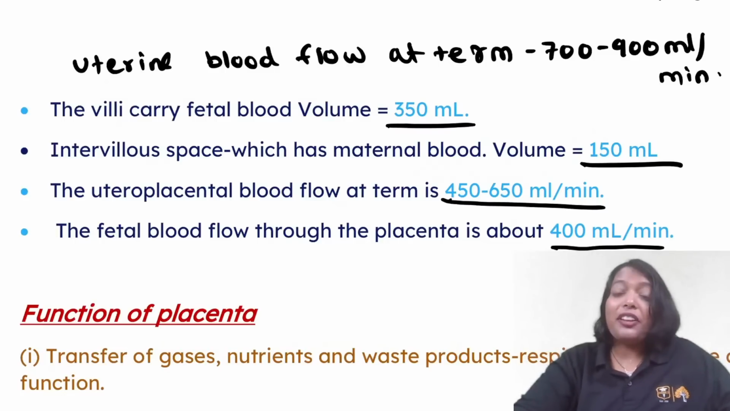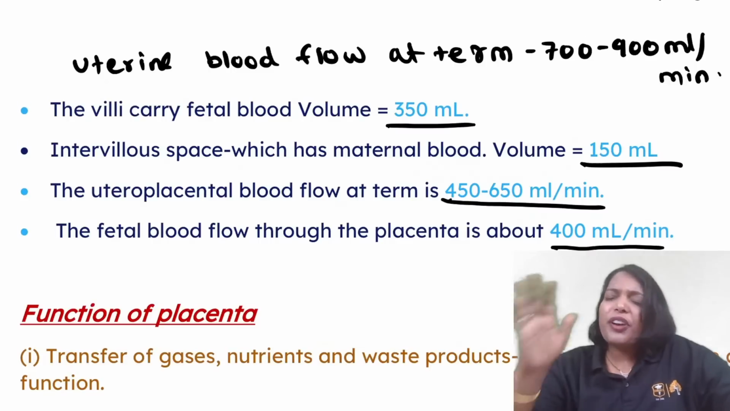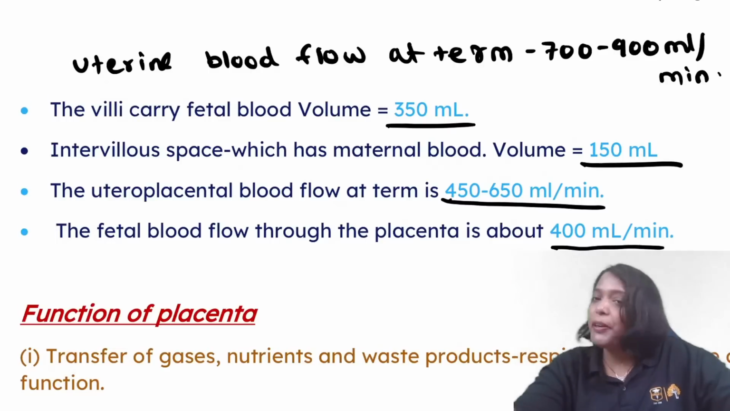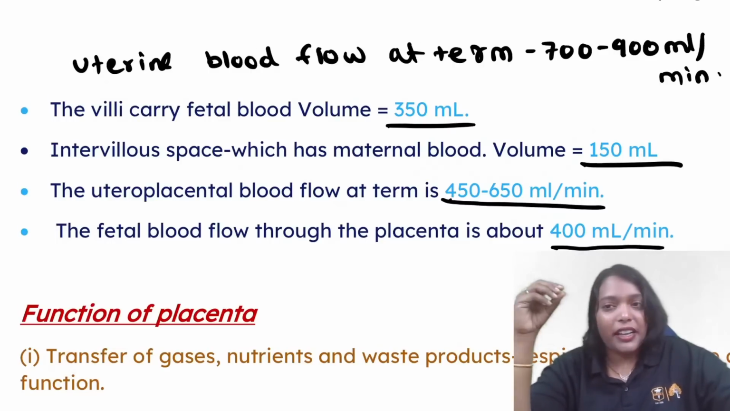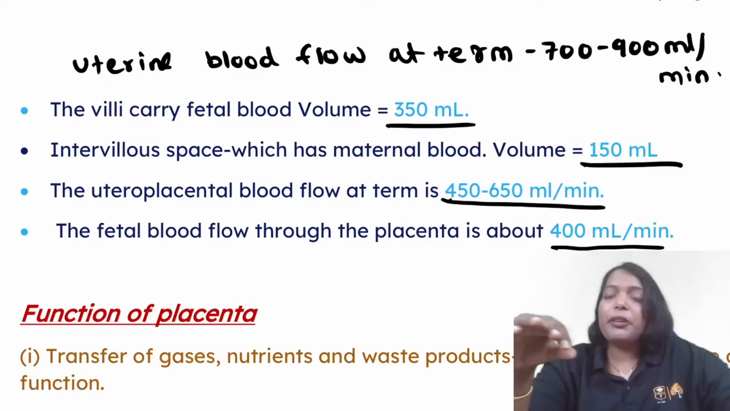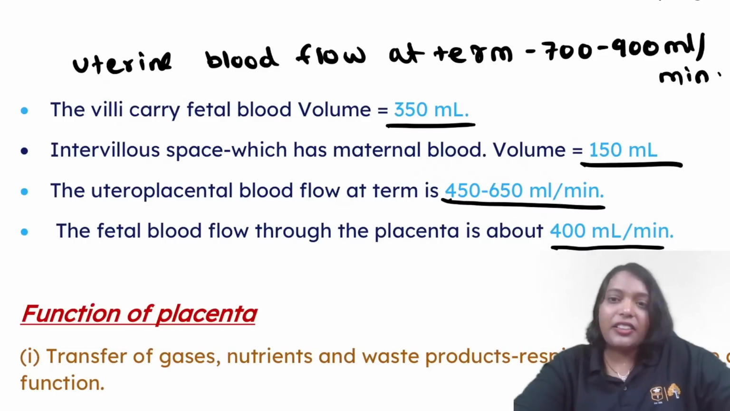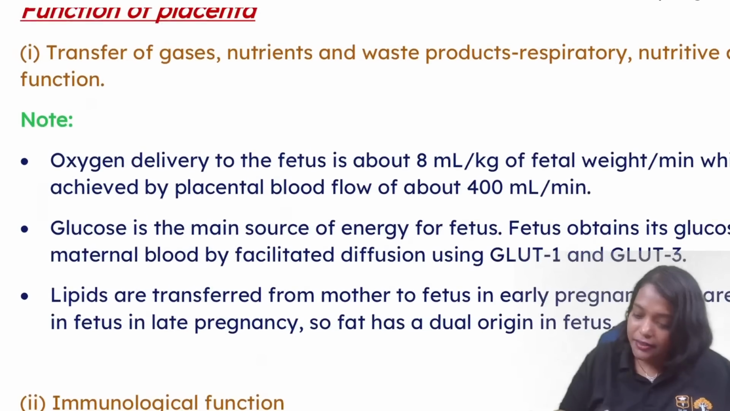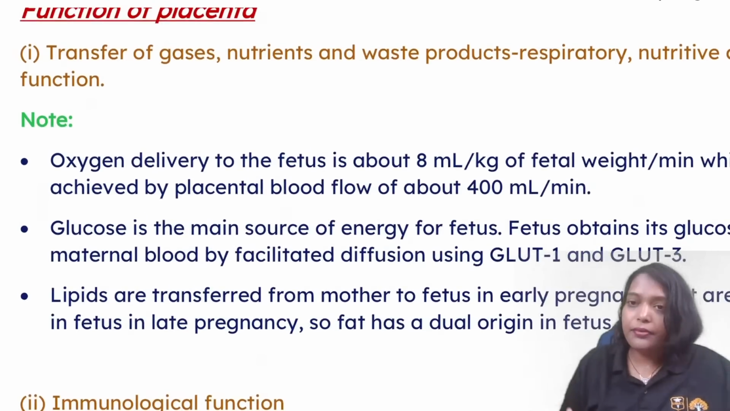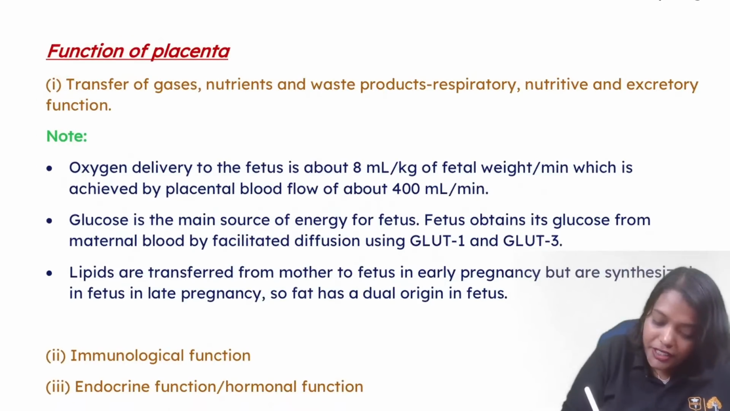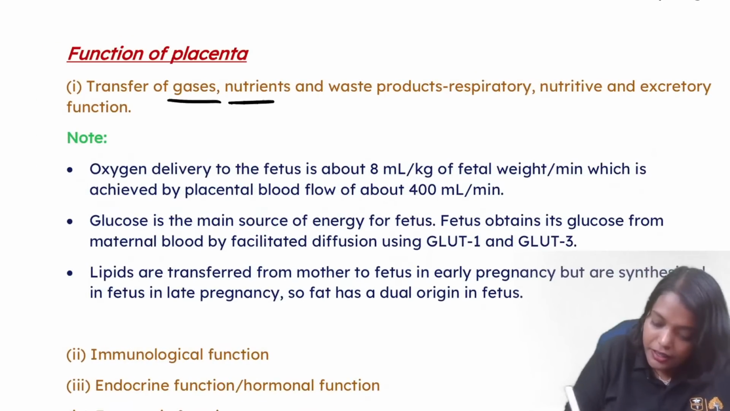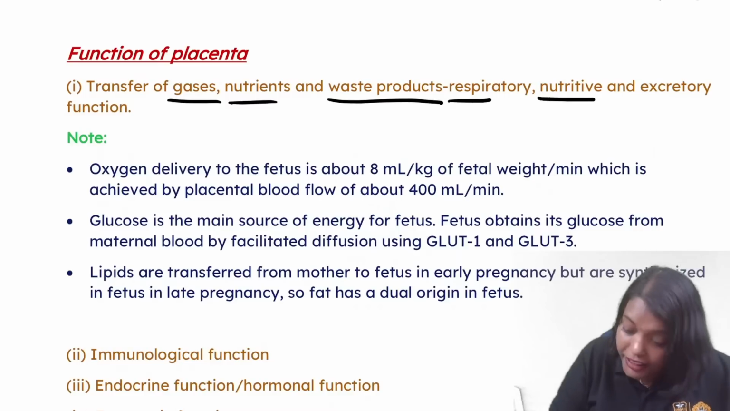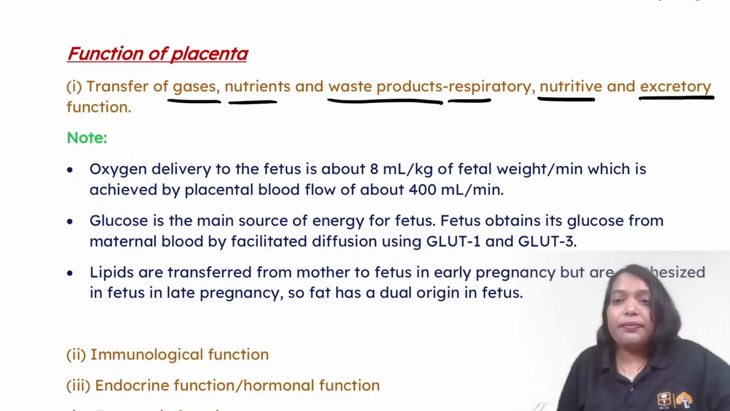So now coming to the functions of the placenta. For the baby, the placenta is everything. Placenta is respiratory, placenta is excretory, placenta is nutritive. So the placenta helps in transfer of the gases, nutrients, and waste products. So it is respiratory, it is nutritive, and it is excretory.